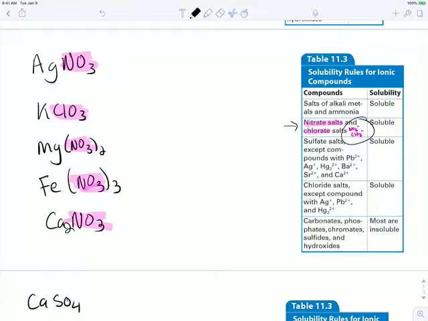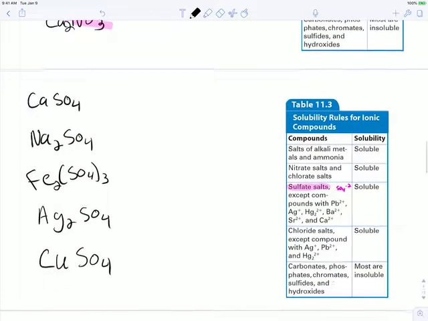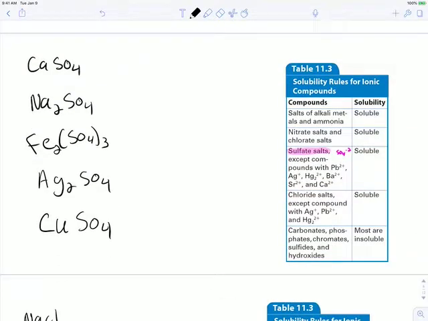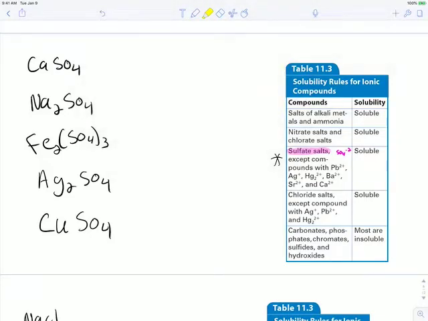So the first two, basically you have no exceptions. If you have an alkali metal or if your anion is nitrate or chlorate, it's always going to be soluble. The rest of the rules deal with what are the exceptions. So if we have sulfate salts, basically any sulfate salt is soluble unless it is combined with lead 2, silver, mercury, that's a typo right there, barium, strontium, and calcium.